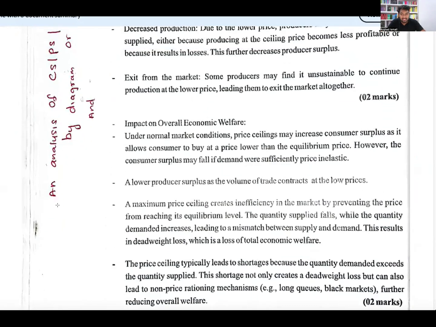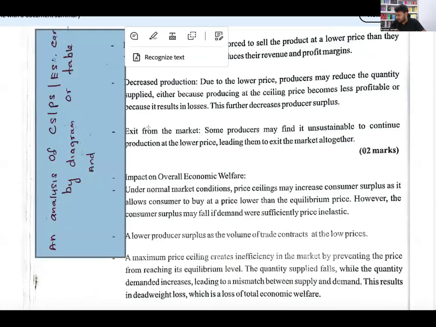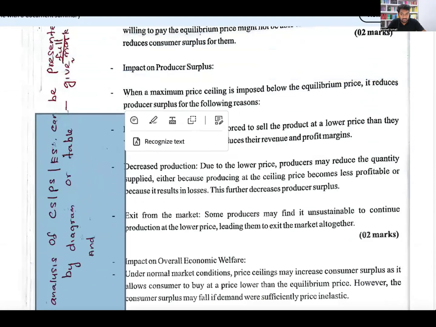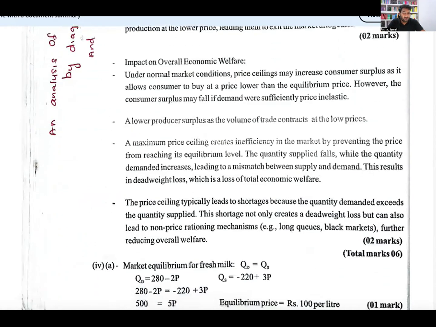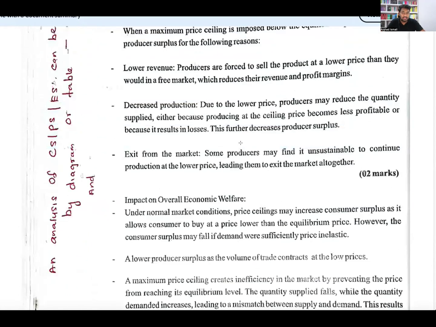And you see on the right, can you see? This is the note that the teacher marking that paper would have made. They're saying an analysis of CSPS, economic surplus, can be presented by a diagram or table, and they can give marks as well. So I would recommend it is better to give a diagram. It's clearer at your level. But even if you have not given a diagram, they're still giving marks. And even if you have done a diagram and explained the story, they still allocate marks.